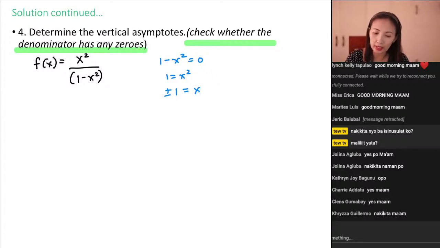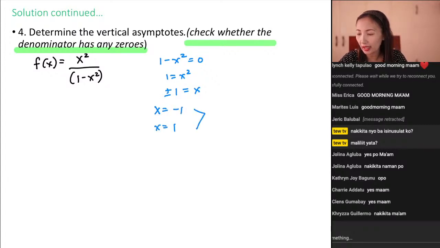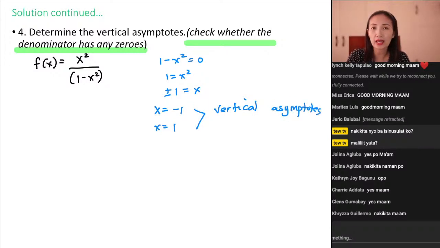They are positive 1 and negative 1. x equal to negative 1 and x equal to positive 1 are the vertical asymptotes. Take note that a vertical line is given by the equation x equal to k. A horizontal line is y equal to k, and a vertical line is x equal to k. So there are two vertical asymptotes, meaning the graph will never cross these two lines, x equal to negative 1 and x equal to 1.